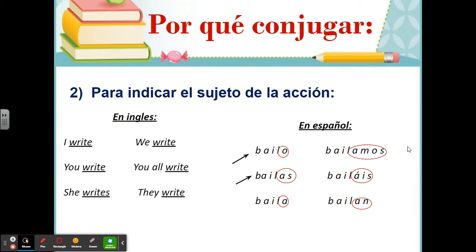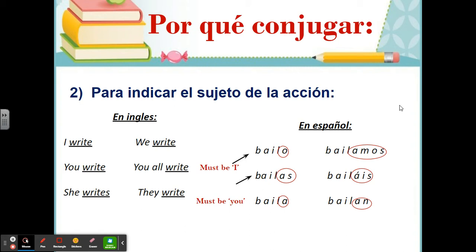I don't need to write the I, I don't need to write the you, I don't need to write any of that over again. My verb tells me everything I need to know. My verb is special, okay? When I see bailo, I know I must be doing it. No one else. That lets me know I'm a darn good dancer.